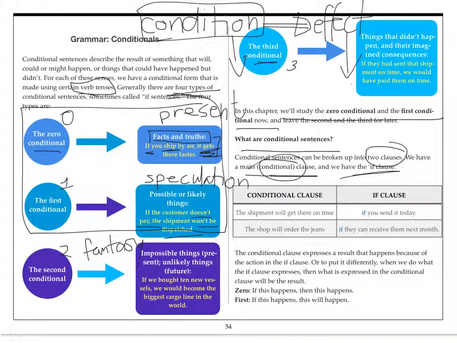So, if you have a look there, the shipment will get there on time if you send it today. So you'll see where the if is, that breaks up the sentence into its two parts, right? The shop will order the jeans if they can receive them next month.